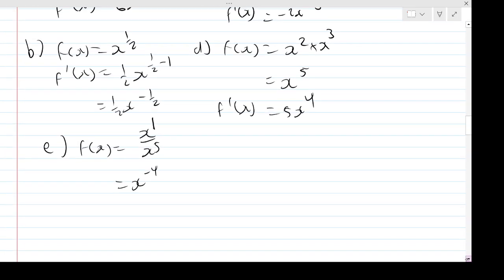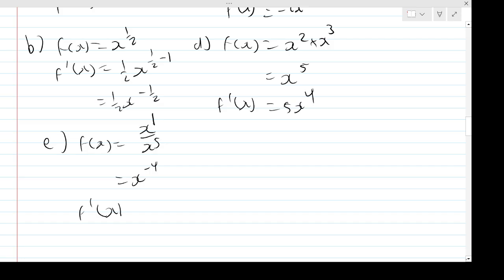Therefore, my derivative then, my gradient, my f dash of x, if I differentiate, it's going to be minus 4, bring the power to the front, x, and then the new power, you knock 1 off. So minus 4 minus 1 is minus 5, okay? And that is my gradient there.